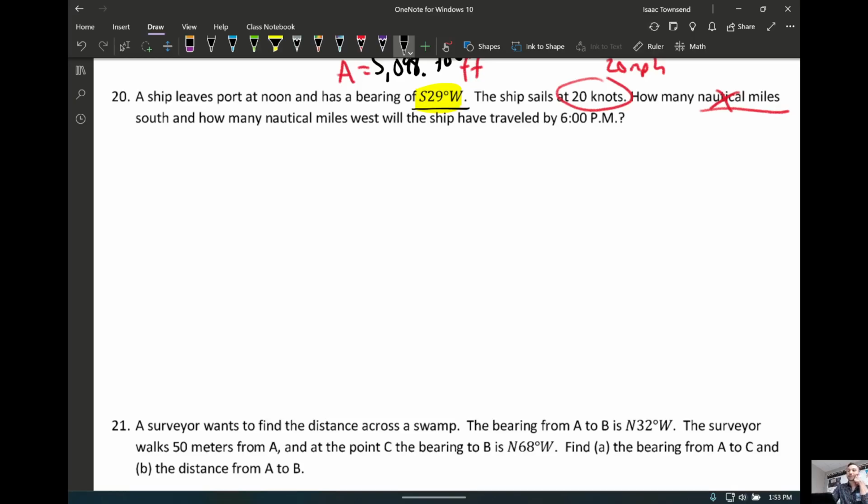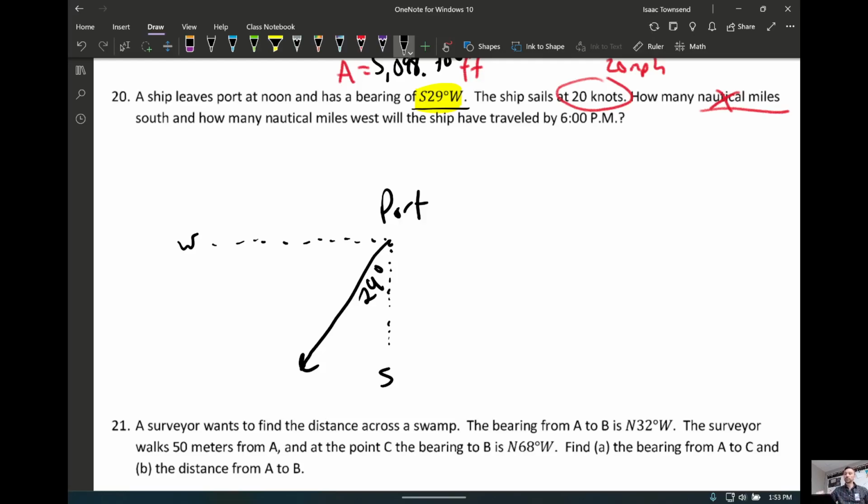Your ship leaves port at noon, taking this bearing. So somewhere we've got a port, and then starting from a south line, turn 29 degrees towards the west line. So they're taking that direction where this is 29 degrees. That's what that bearing means.